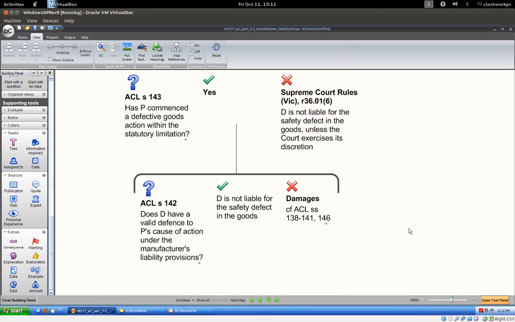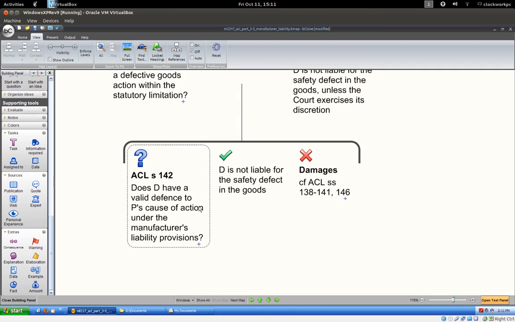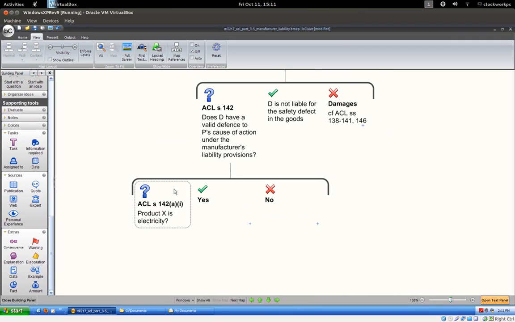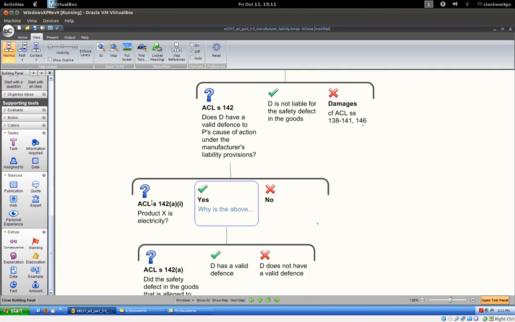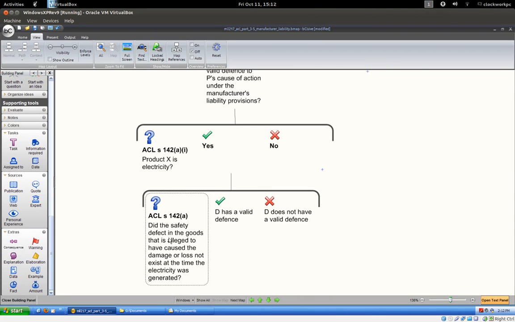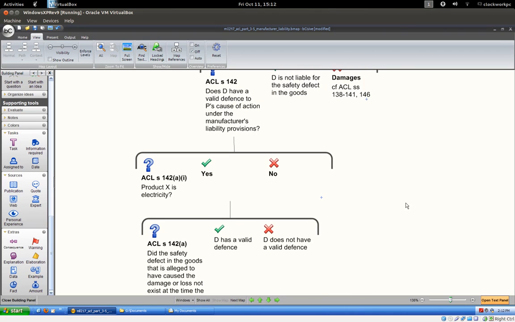But assuming that it is within the statutory limitation period, now we're looking at defences. So, first question is, there are all sorts of different products. One of the unusual products is electricity, and so if we're talking about electricity, then the question is whether the safety defect in the goods was not present. So the defense is basically that there was no safety defect, or if there is a safety defect upon inspection of the product now, it wasn't there at the time.